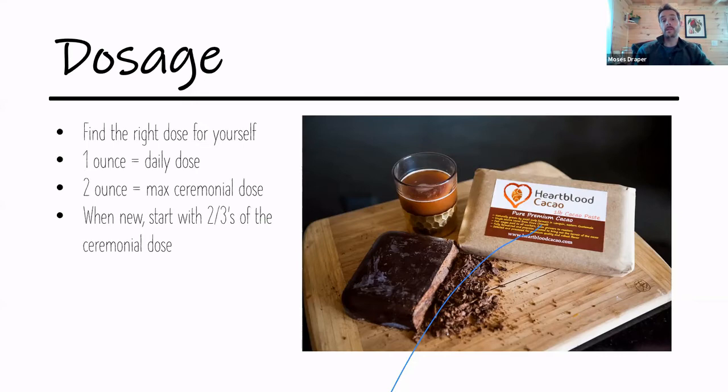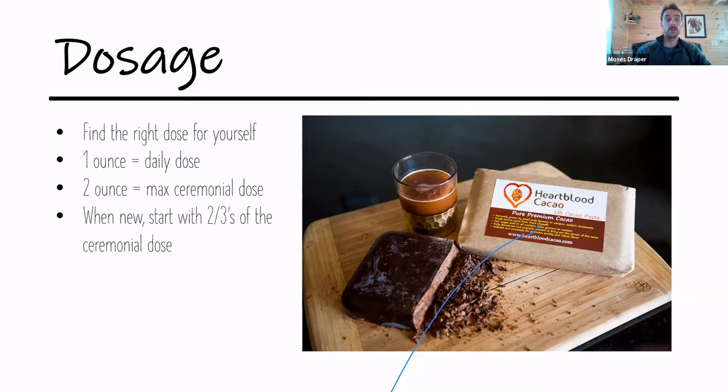So our general guidelines for that is that these are by weight. 1 ounce of cacao is what we would consider a daily dose. So a morning energizer or a drink in the afternoon. You're going to feel the effects of it, but it's not going to be too strong. And then when we do ceremony, generally we serve 2 ounces of cacao. We'll talk about how that mixes with water in a moment, but again, 2 ounces by weight. And that's what I would consider the maximum dose.